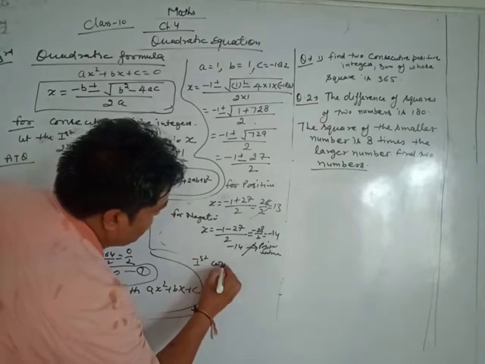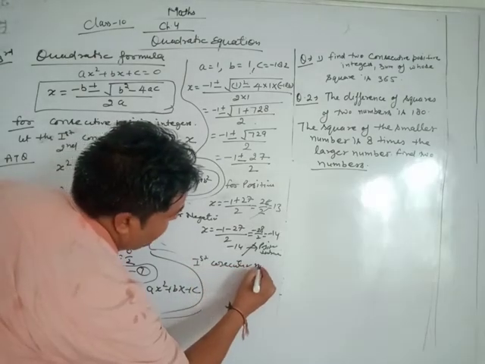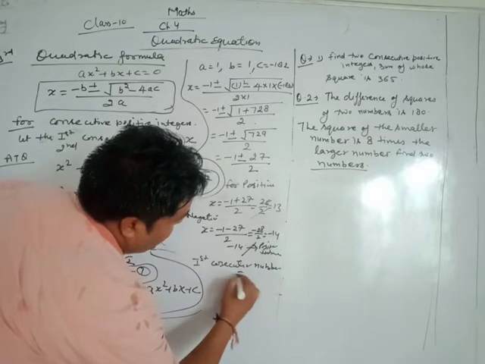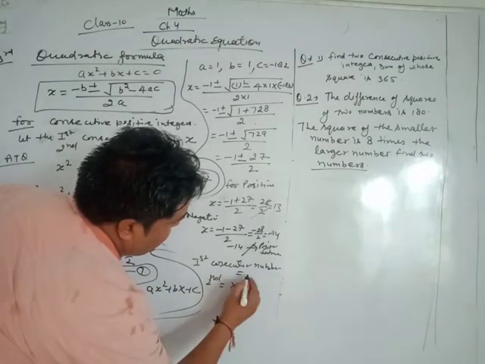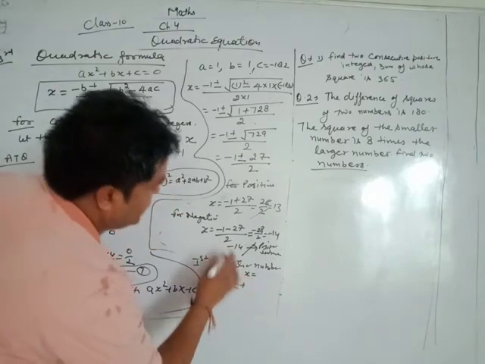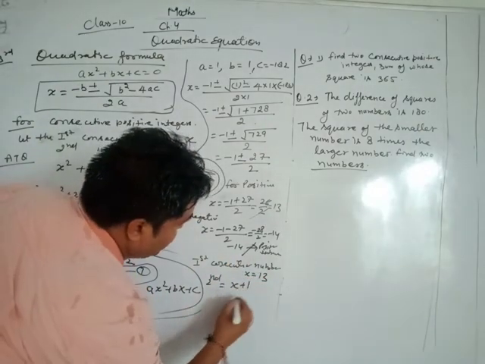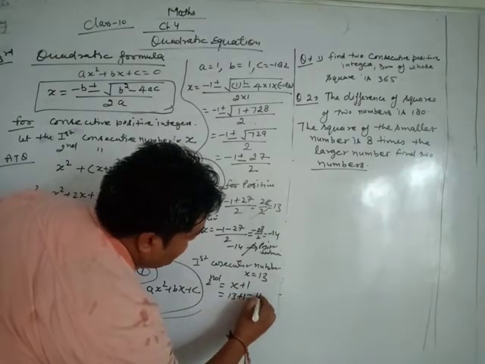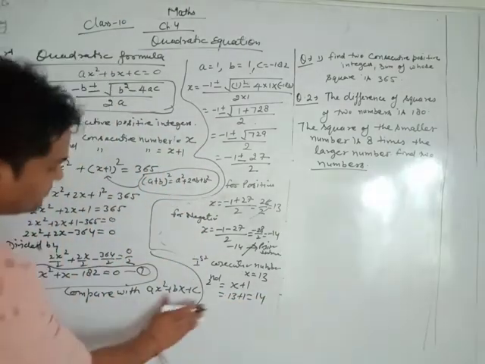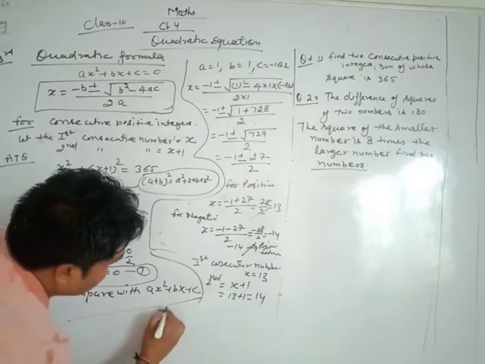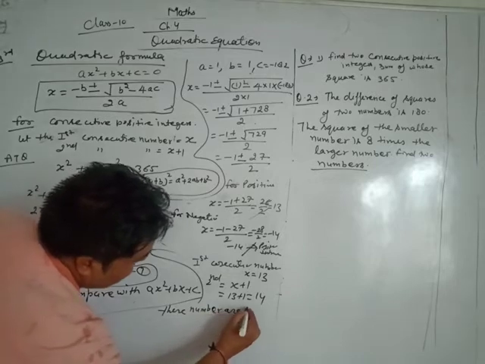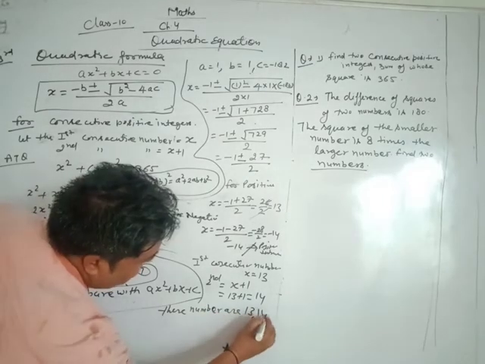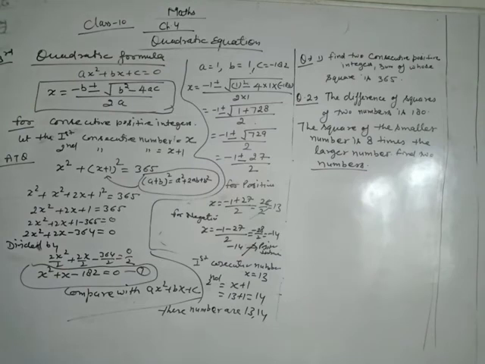The first consecutive number equals x, and the second equals x plus 1. x equals 13, and the second is x plus 1, which means 13 plus 1 equals 14. So these numbers are 13 and 14. Clear? The answer is solved by this method.